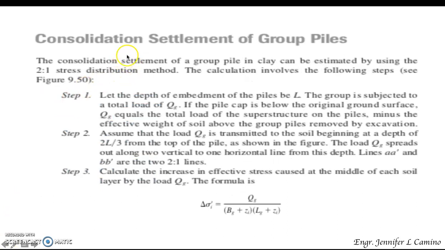Okay, move on now to consolidation settlement of group piles. The consolidation settlement of group pile in clay can be estimated by using the 2:1 stress distribution method. We have learned this in soil mechanics. Calculation involves the following steps.